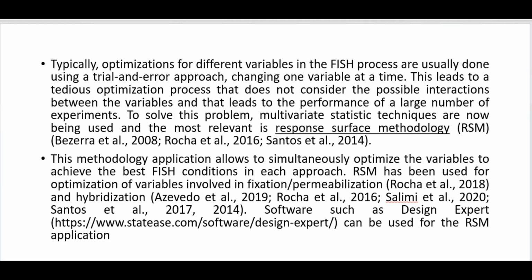Now the point is, when you are talking about optimization of different variables in the FISH process, you have to go by the trial and error method, changing one variable at a time. Changing one variable at a time is one concept, that is what you use in fermentation experiments also to optimize the media, right? But the advanced and most acceptable method is RSM. What is that? Response surface methodology, in which you go with a multivariate statistical technique. The most crucial factors which are going to have an effect on the product are to be identified, and their combinations and permutations are to be tried.